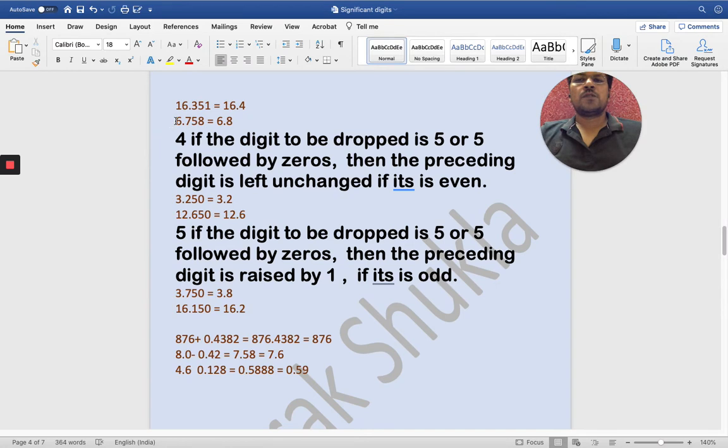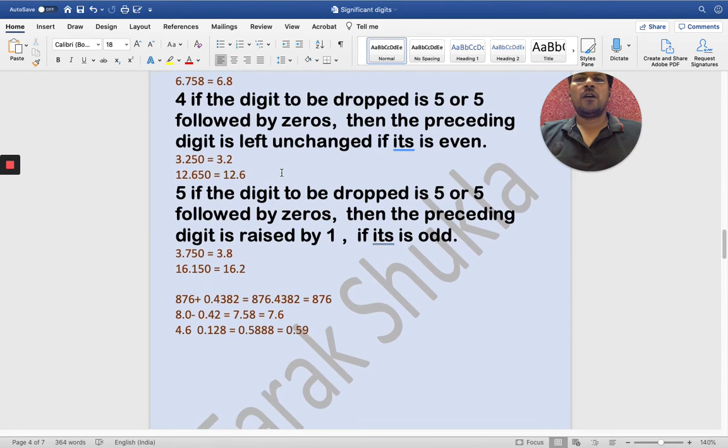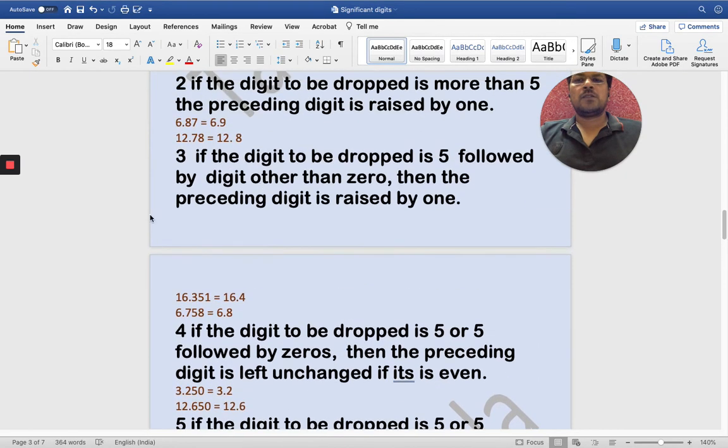Same is the case for 6.758. You can see that after 5, that is 8, it is more than 5. So again, 5 is there, we want to drop it, and we are adding 1 more to it. So these are the rules. Same as the case, we have a rule called either even or odd. You can see that it has been shifted data.